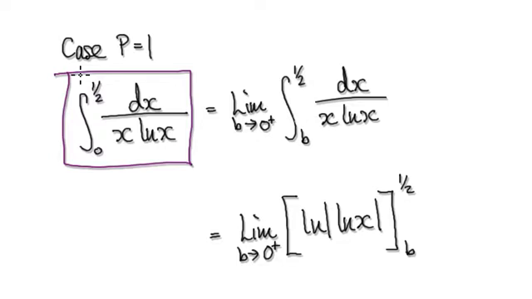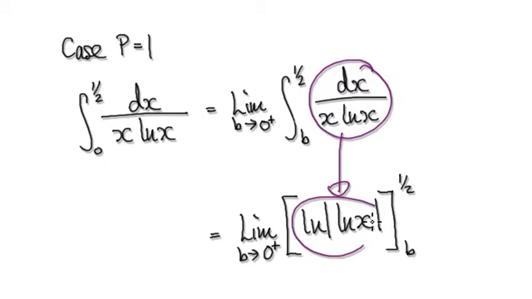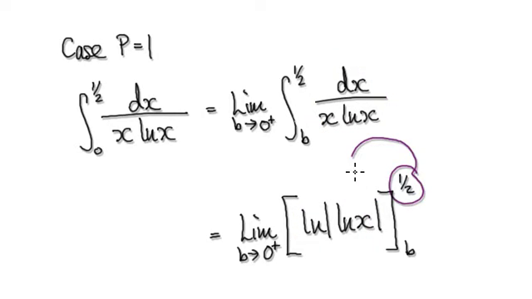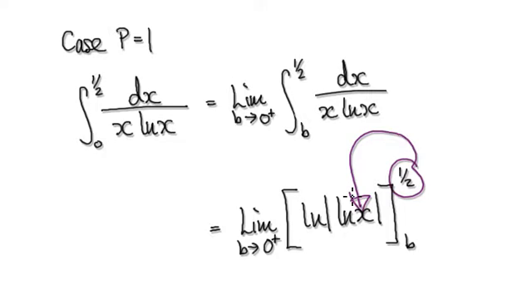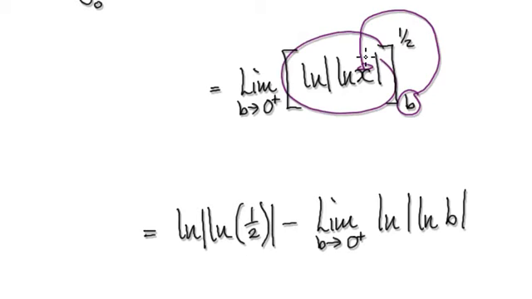To evaluate this, we would follow our normal routine: integrate it from b to a half, and then allow b to head towards 0 from the right hand side. So integrate this, that will then give us this. Now put this half into here. So that will then give us this thing here, and then put b into here, and this whole thing here will become this thing here.